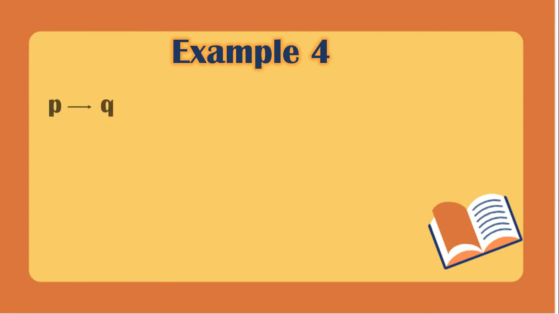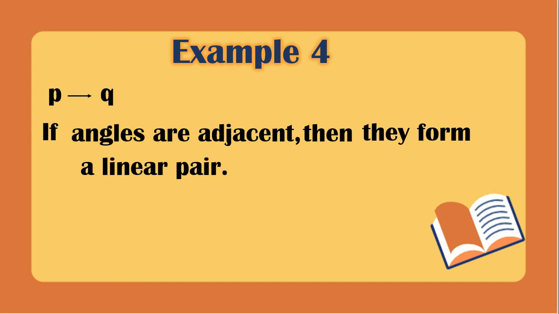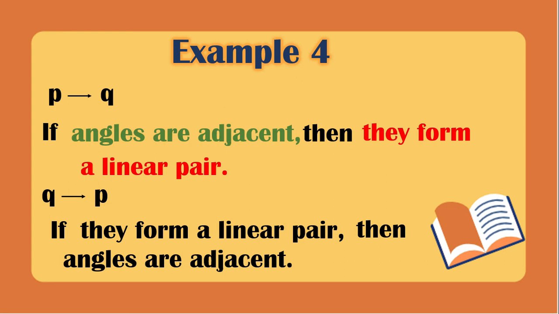For example number 4, if angles are adjacent, then they form a linear pair. The converse statement will be, if they form a linear pair, then angles are adjacent.